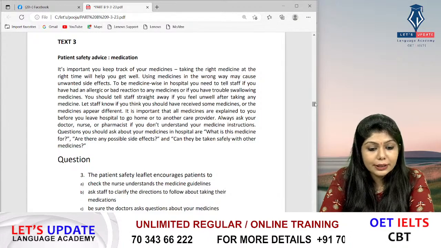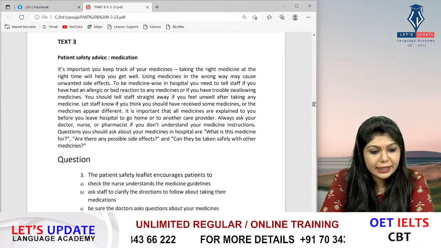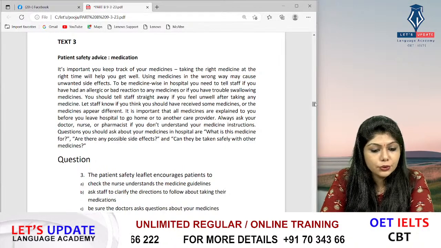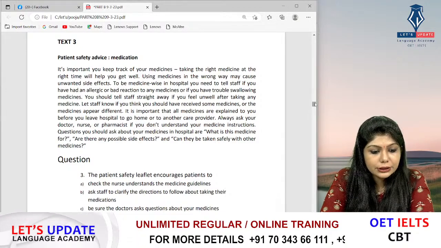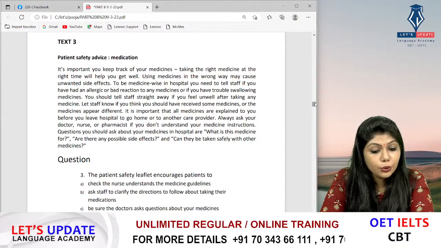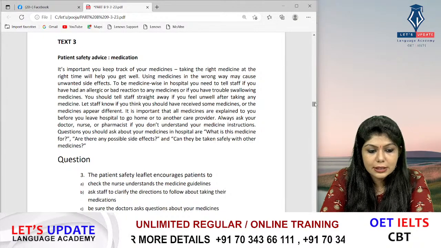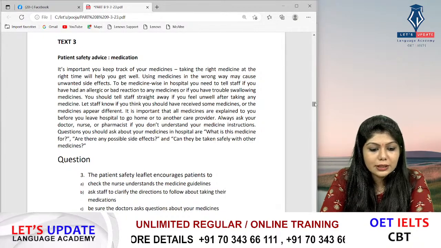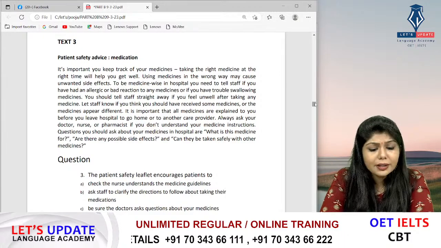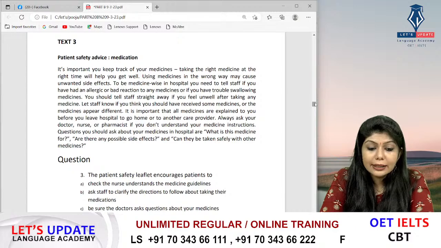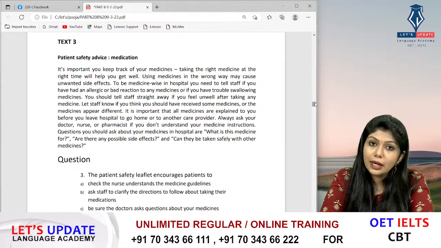It is important that all medicines are explained to you before you leave hospital to go home or to another care provider. Always ask your doctor, nurse, or pharmacist if you don't understand your medicines. Questions you should ask about your medicine in hospital are: what is this medicine for? Are there any possible side effects? And can they be taken safely with us?